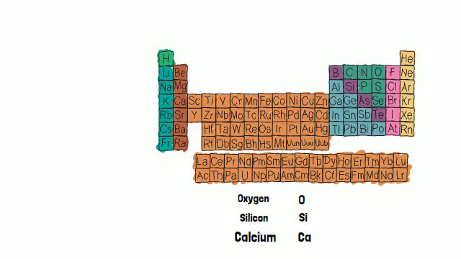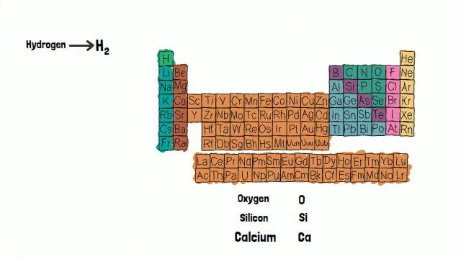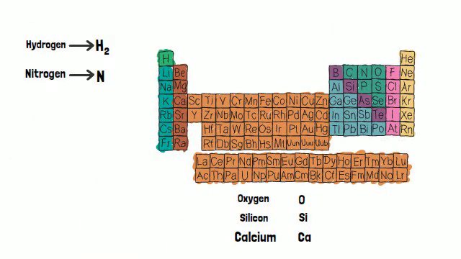Most elements in their pure form exist as individual atoms. However, some elements do exist as two-atom combinations, also known as diatomic molecules. Examples include hydrogen, written as H2, and nitrogen, written as N2.